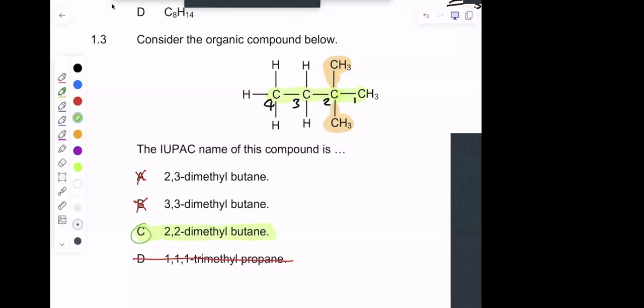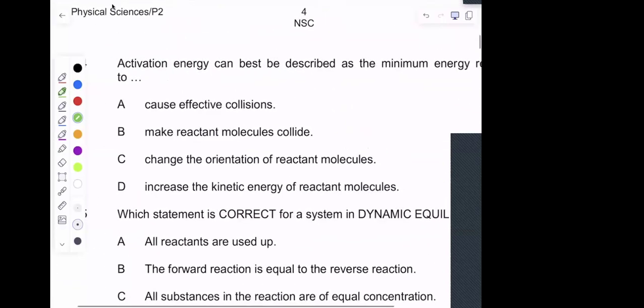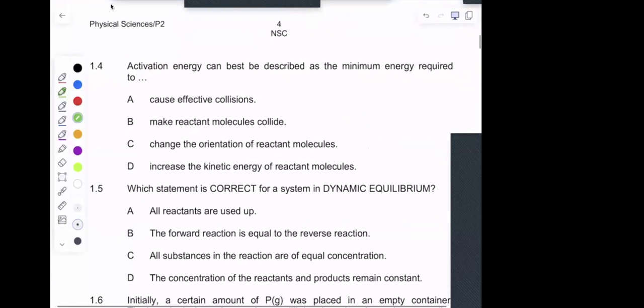Okay, let's go down to number 1.4. 1.4 says the activation energy can best be described as the minimum energy required to do what? A, cause effective collisions. B, make reactant molecules collide. C, change the orientation of reactant molecules. Or D, increase the kinetic energy of reactant molecules. I'll give you guys 2 minutes quickly to do 1.4. Remember, just put your answers in the chat, A, B, C, or D.